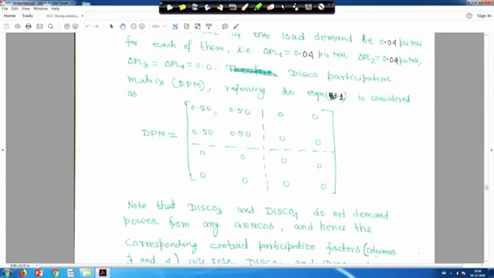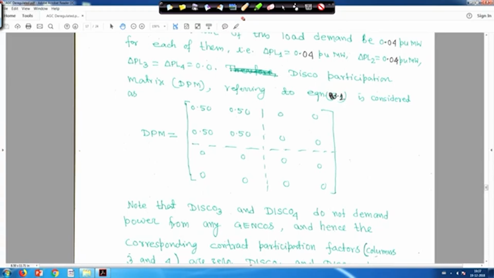DPM is equal to 0.5, 0.5, 0.5, 0.4, and the rest of all the CPFs are 0. So, in that case, this is my DISCO participation matrix. Then what will be the contracted power demand?